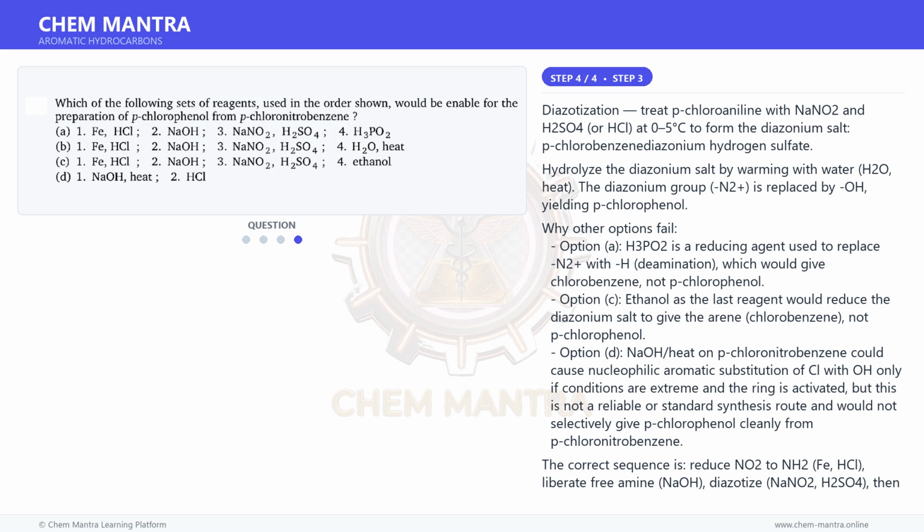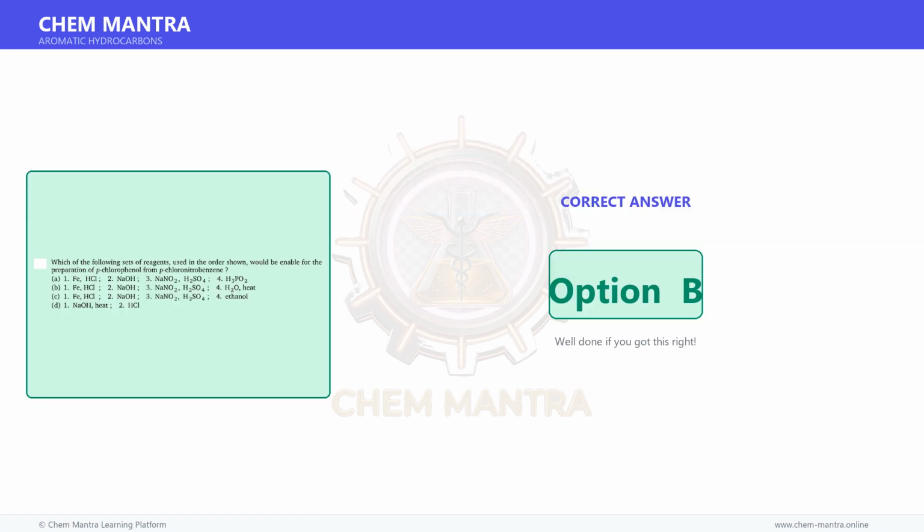The correct sequence is: reduce NO2 to NH2, Fe, HCl; liberate free amine, NaOH; diazotize, NaNO2, H2SO4; then hydrolyze diazonium with H2O, heat to get OH. Therefore, the correct answer is option B.